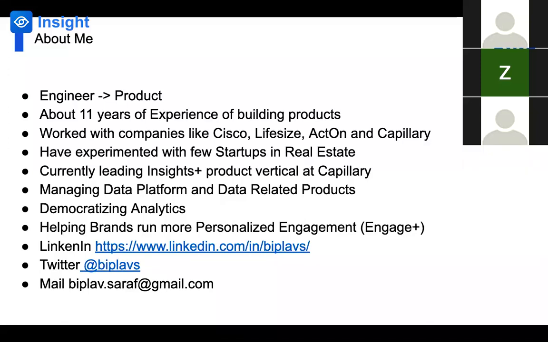My primary responsibility over there is to democratize analytics and AI for a retail marketer. I help brands to run more personalized engagement. These are some of my coordinates. If you guys would want to reach out to me, you can use any of those.